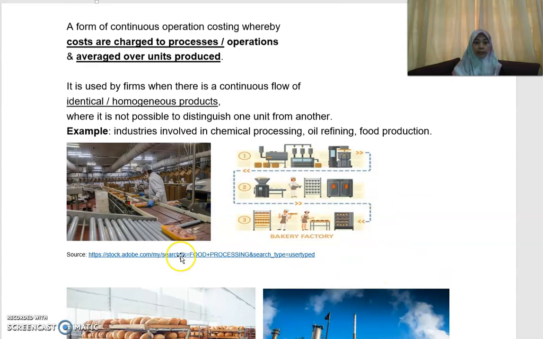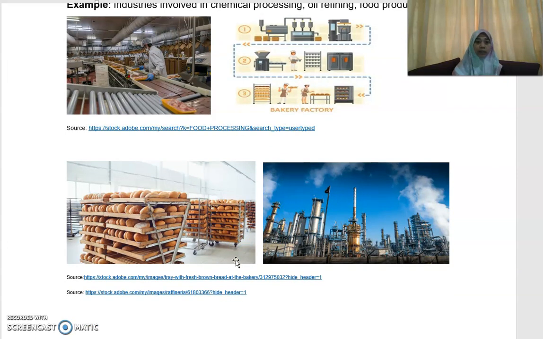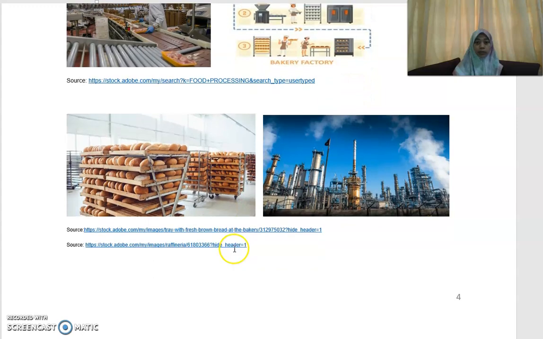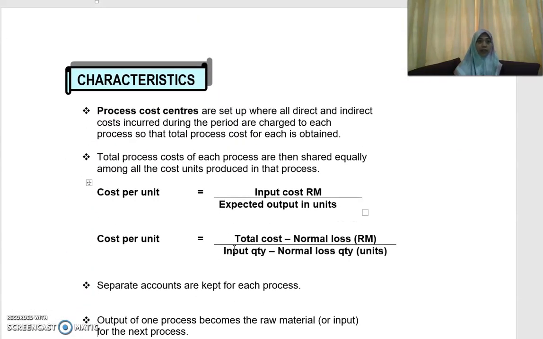So if you have this kind of output, in chemical processing, oil refining, or food production, where you have a lot of identical outputs, process costing is more suitable to identify how much cost you have incurred. What about the characteristics?